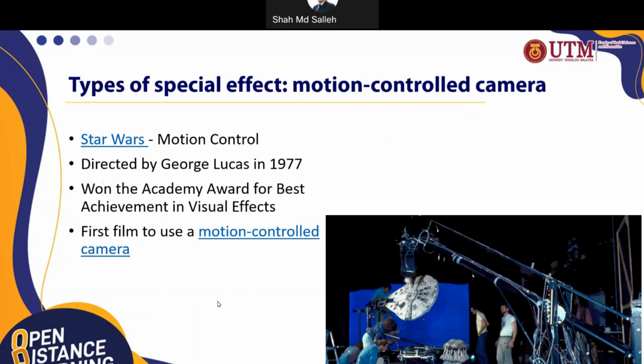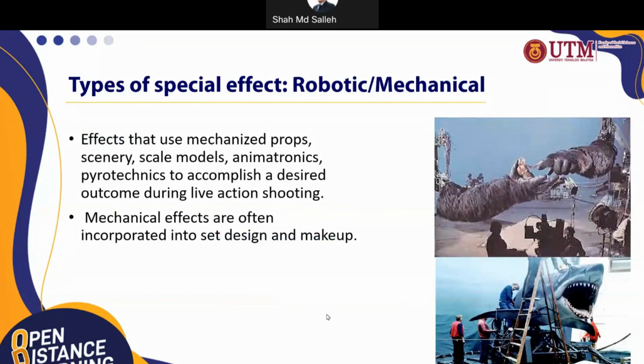Okay, effects that use mechanical props, scenery, scale models, and so on. The outcome happens during live action shooting, for example, like King Kong touching this actor.